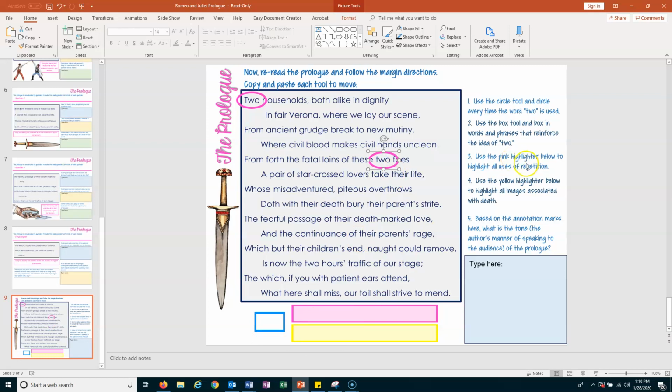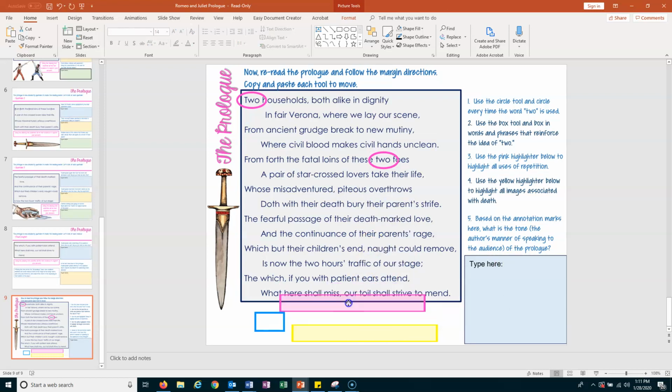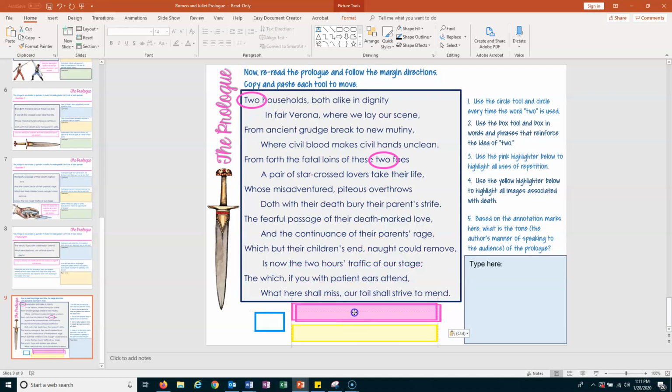Then you're going to use the pink highlighter to highlight all the uses of repetition, and the yellow highlighter to highlight all the images associated with death. Based on the annotation marks here, what is the tone, the author's manner of speaking to the audience, of the prologue? Here you're going to discuss what the tone is. If you need to copy these, you do copy, and then you would have to do paste. Oh my goodness, you'd think I would have that. However many of those you need, okay? And that is it.